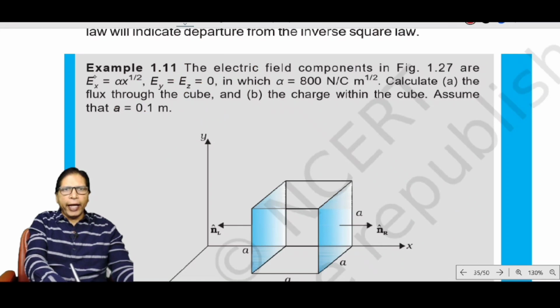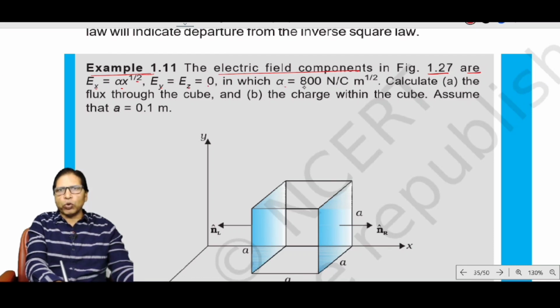Okay. Example. The electric field components in figure 1.27 are Ex equals alpha x to the power half, Ey equals Ez equals 0, in which alpha equals 800 Newton per coulomb meter to the power half. Calculate the flux through the cube, and the charge within the cube. Assume a equal to 1.